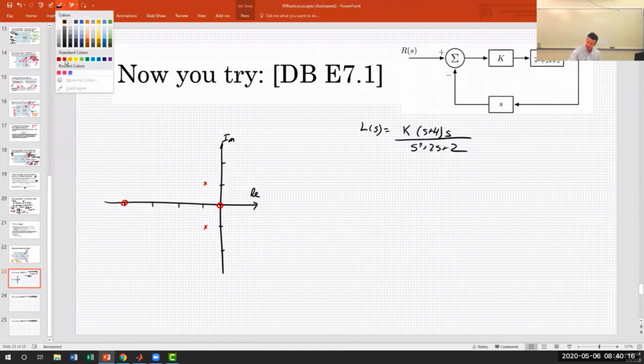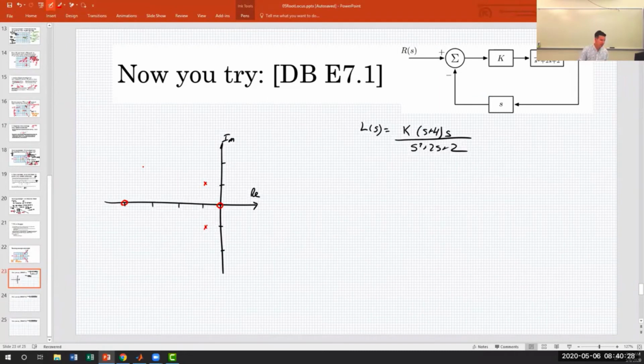Okay, so step 2 is determine the parts of the real axis that are in the root locus. So actually, let's throw those out to the class. Who can tell me what parts of the real axis belong to the root locus? It's all the area between the two zeros, right?